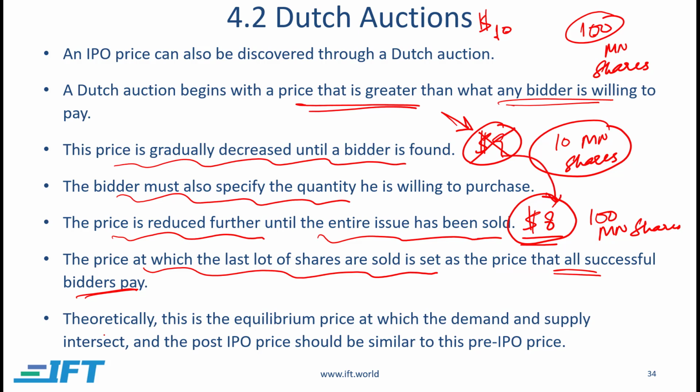And this theoretically is the equilibrium price at which the demand and supply intersect, even though there was demand at a higher price as well, but it was not for the full issue. So the price at which the full issue is sold is the IPO price, and this should be close to what the share should trade at afterwards as well. Since it has already come to that equilibrium price, and the market price is supposed to be the equilibrium price, it should trade at that price post IPO as well.